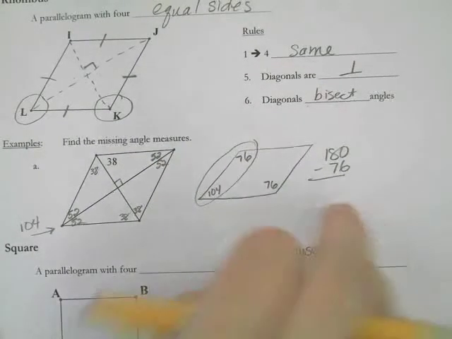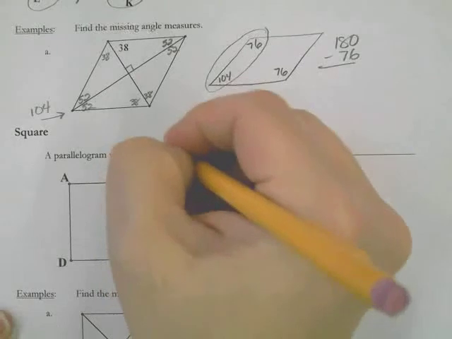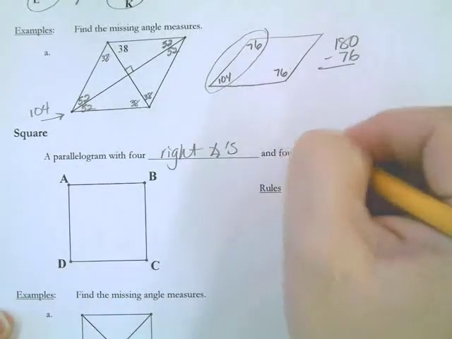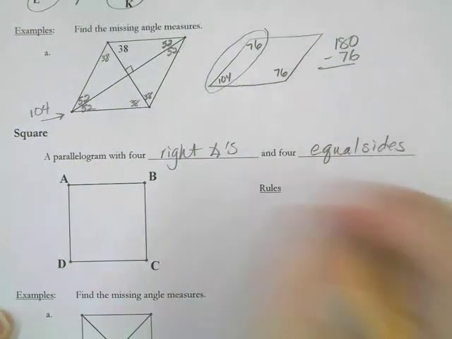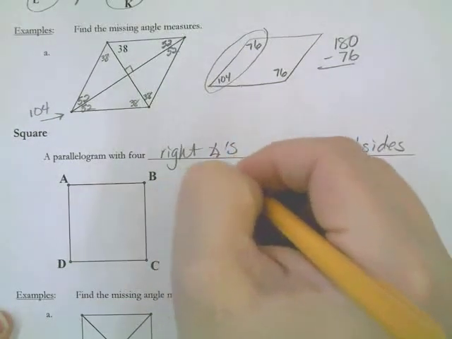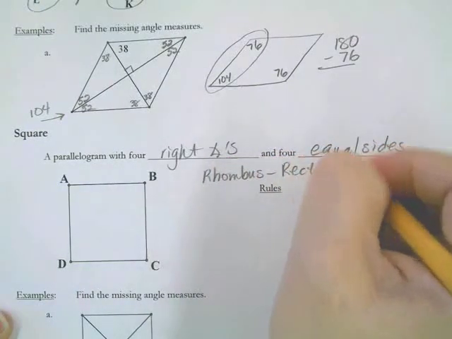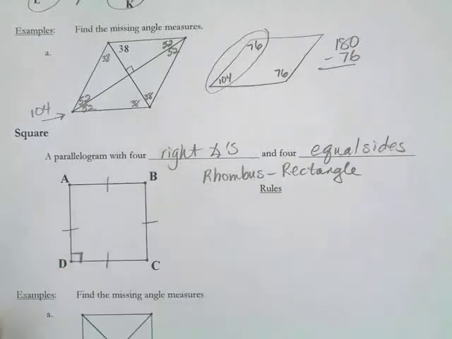All right, finally our last section is on squares. A square is a parallelogram with 4 right angles and 4 equal sides. So really, a square is a rhombus and a rectangle, because it's both of those things together. So 4 equal sides and 4 right angles. And again, you don't have to write all of them. If you've got 1 right angle, the rest have to be right angles.